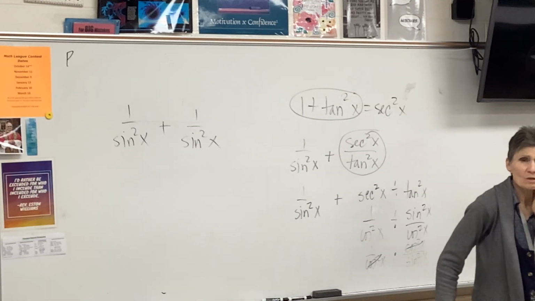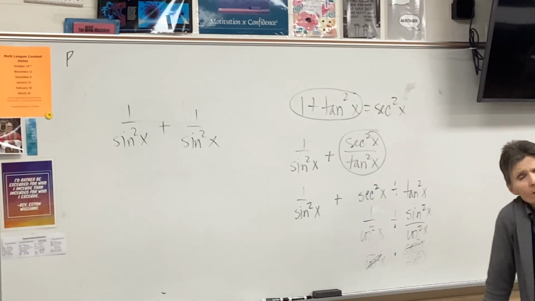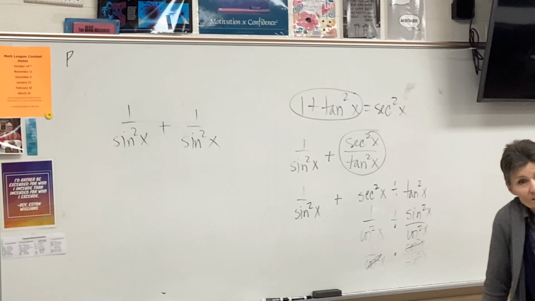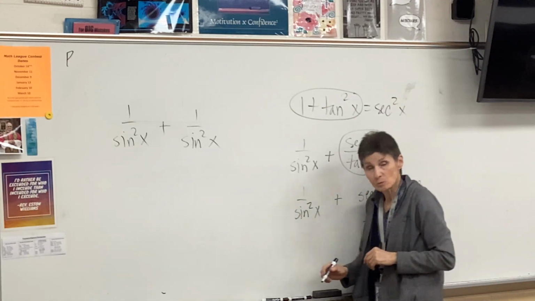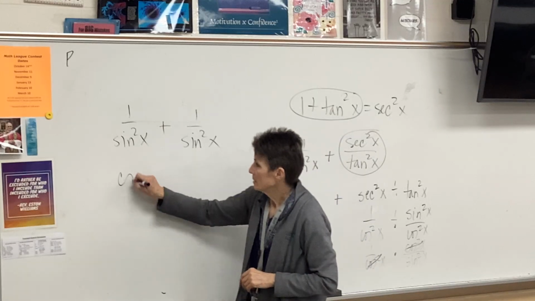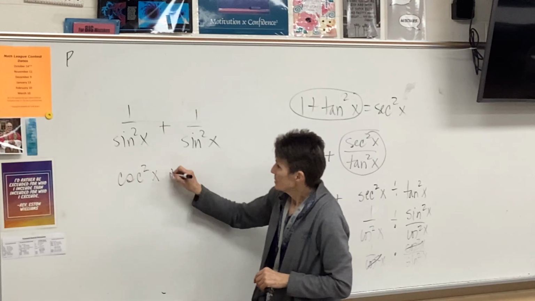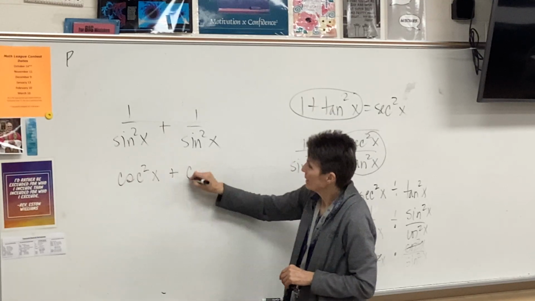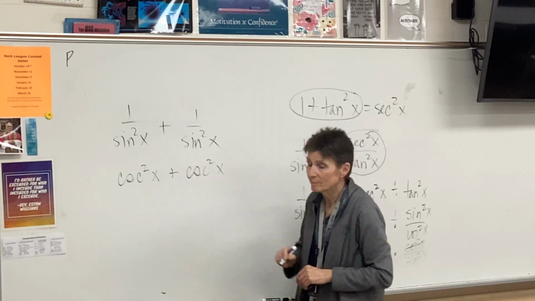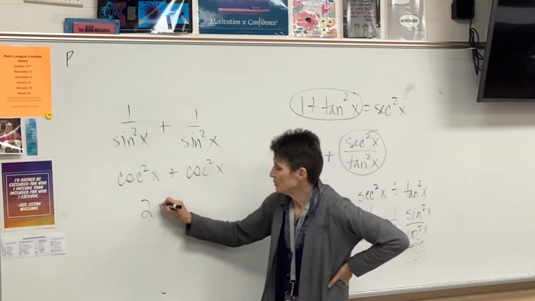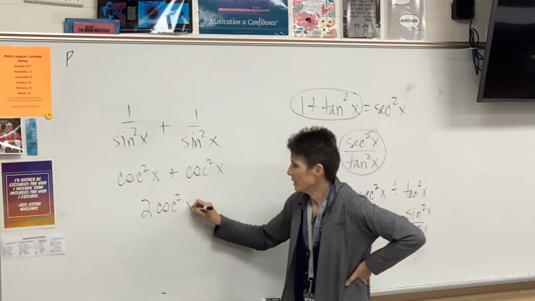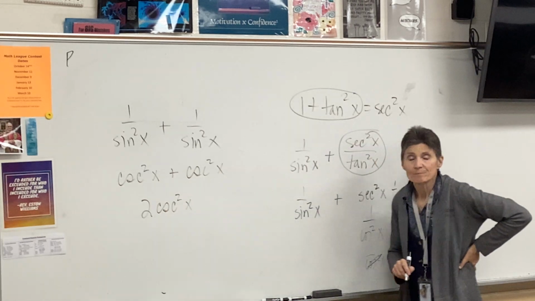What's 1 over sine squared? Look on your paper, you wrote it down, or you have it memorized. Hopefully you have this one memorized. 1 over sine squared is cosecant squared. So don't I have a cosecant squared plus another cosecant squared? And that's going to make 2 cosecant squared as my answer.